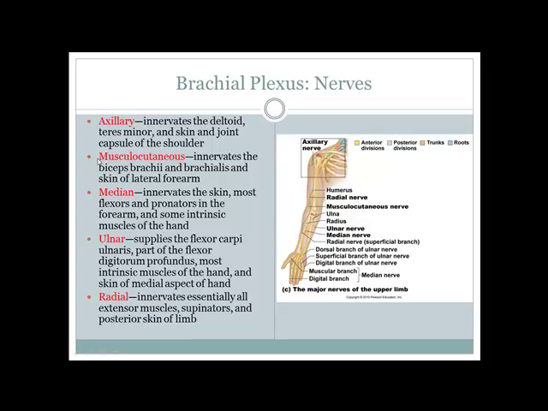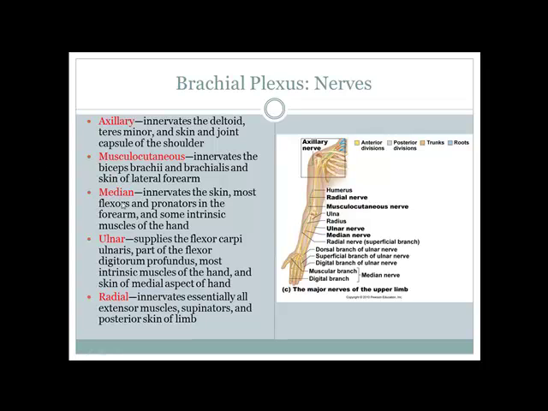Okay, so the branches of our brachial plexus. First one is going to be your axillary nerve. It's going to do the deltoid, the teres minor, and the skin and the joint around the shoulder. Next one is going to be your musculocutaneous nerve. Musculocutaneous nerve is going to do the biceps brachii and the brachioradialis and the skin of the lateral forearm.